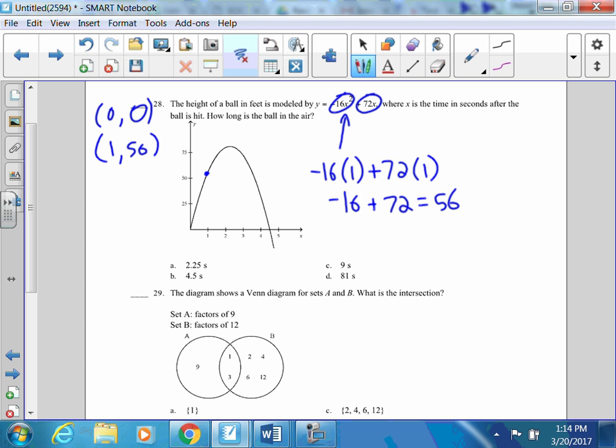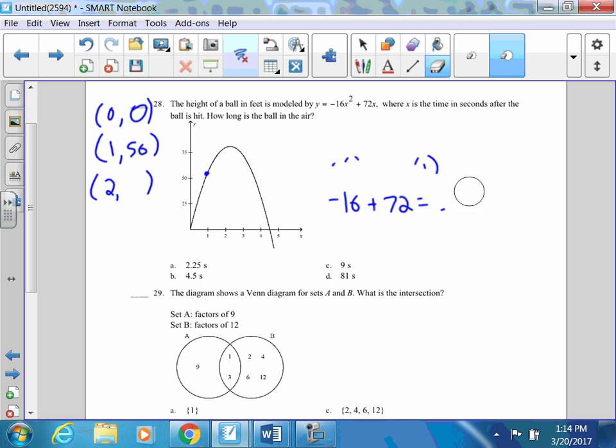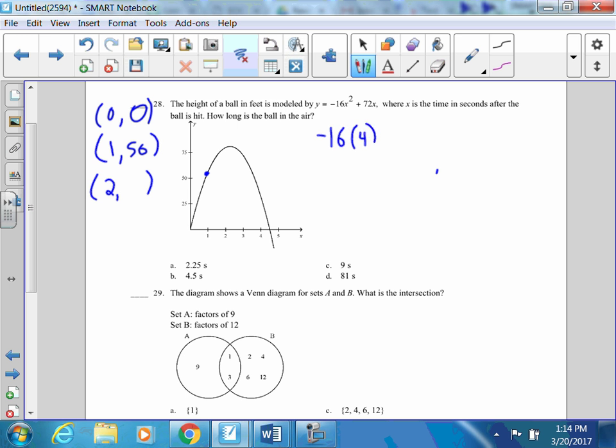All right. What about after 2 seconds? What's that going to be? So you plug in 2. Negative 16 times 4, because that's what 2 squared is. Plus 2 times 72, which is 144. Negative 16 times 4 is negative 64. So negative 64 plus 144, and that's going to equal 80. So after 2 seconds, the ball is 80 feet in the air.